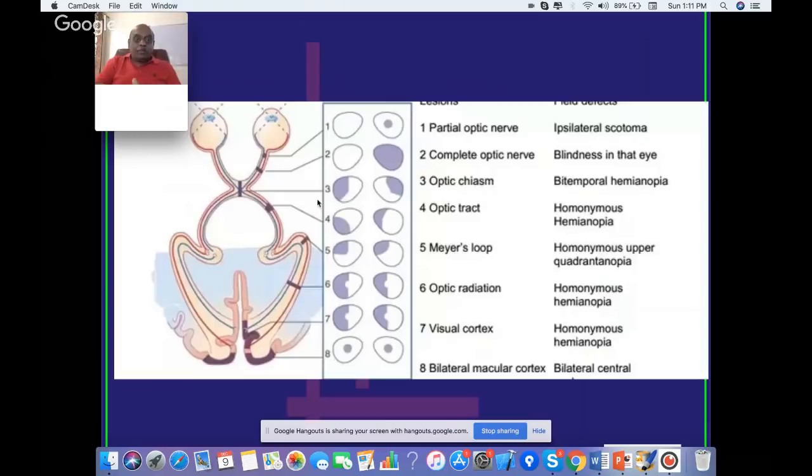Then in optic tract, there will be contralateral nasal and ipsilateral temporal fibers affected. So that is the reason you get a contralateral temporal and ipsilateral nasal visual field loss, which is basically called homonymous hemianopia. When Meyer's loop is involved, you get homonymous upper quadrantanopia. Optic radiation, you get homonymous hemianopia with macular sparing. Visual cortex also, you get homonymous hemianopia. Is what you need to remember.